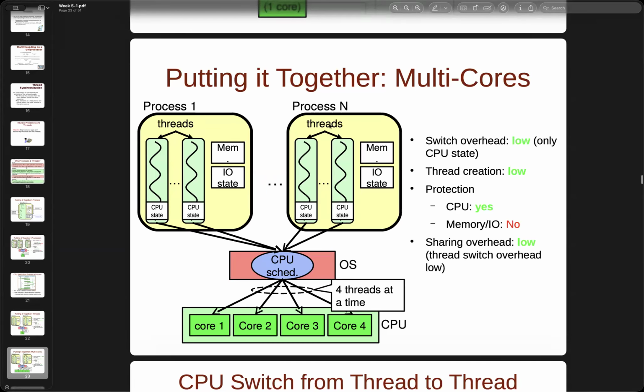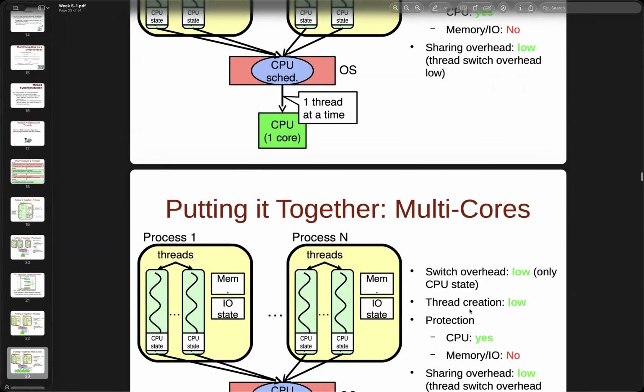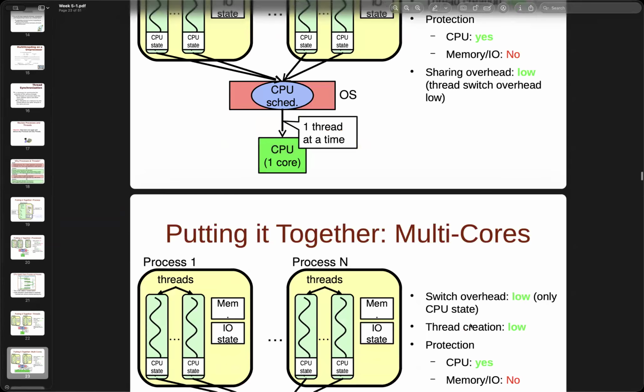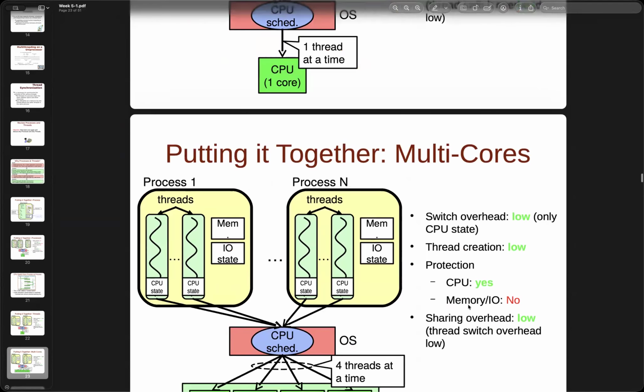And this time, when we have multiple CPUs, multiple cores, so process 1, 2, and then threads right here, so many threads. Once the OS tries scheduling, we have 4 threads executing at a time, because we have 4 cores right here. So it can bring benefits: switch overhead is low, thread creation is low, protection is low, but of course not on the memory and IO.